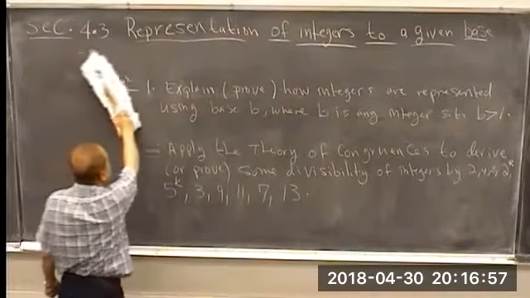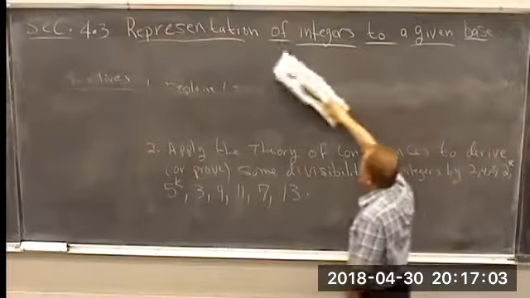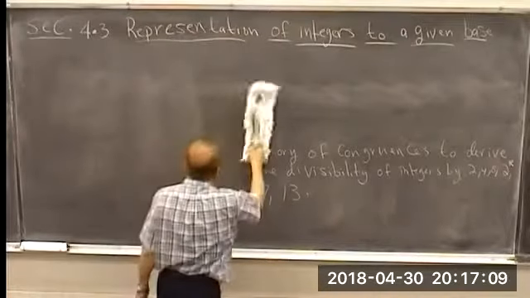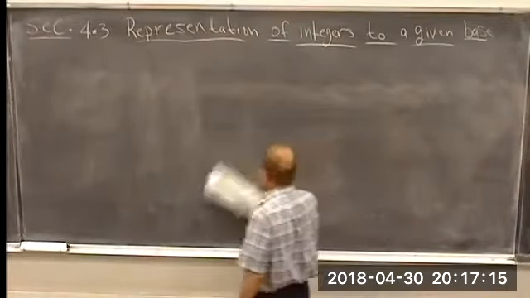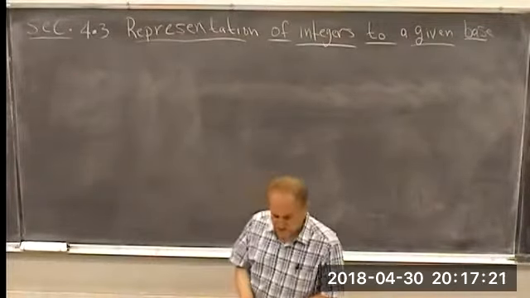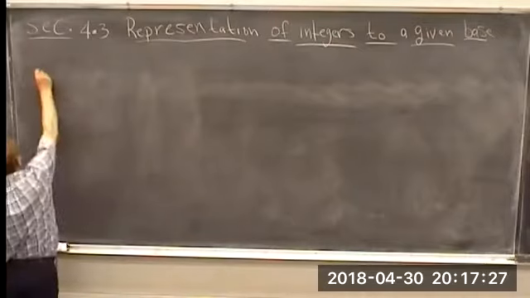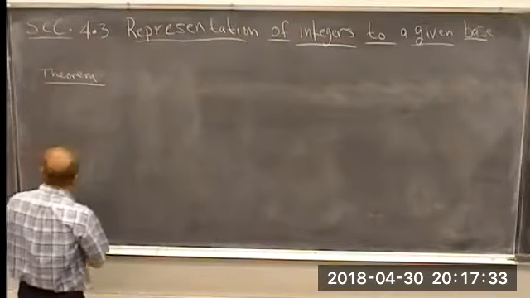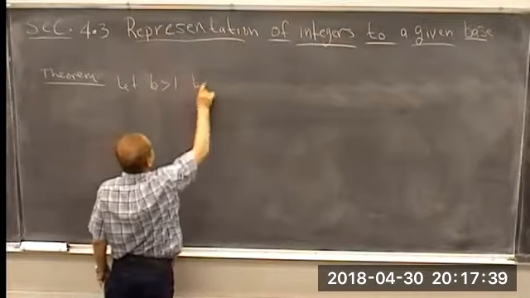We want to show that any integer can be expressed, like in the decimal system, as sums of multiples of digits by powers of b. All right? So here is the first theorem that we're going to prove. Okay, this is the first theorem. Let b bigger than 1 be an integer.